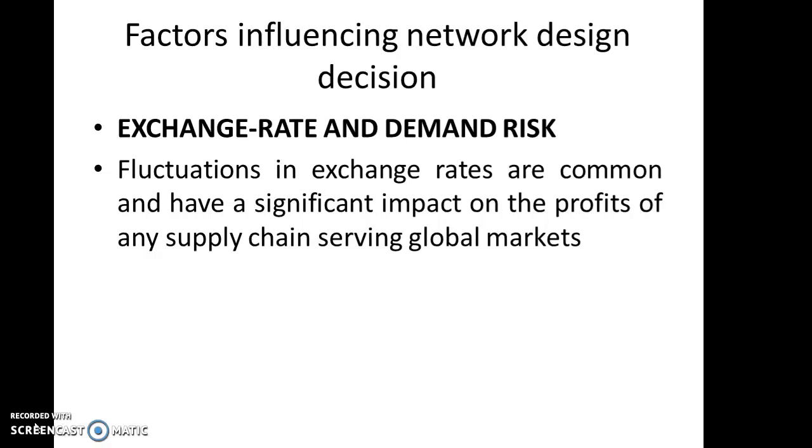So like that, when you do business globally, then we should consider the exchange rate before taking any decision on the supply chain system. The exchange rates are dynamic, that is, the exchange rates are changing every day, and these changes will have impact on the profits of the supply chain system.